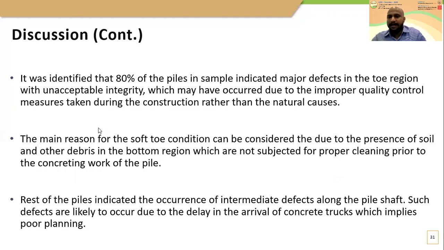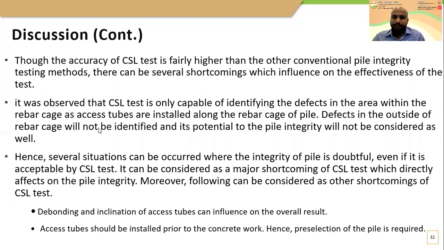It was identified that 80% of the piles in the sample had defects in the toe region. A possible reason for the soft toe defects is improper cleaning prior to the concreting, and the remaining 20% had intermediate defects along the pile shaft, which are likely to occur due to delay in the concrete truck, implying poor planning. CSL is only capable of identifying defects in the area within the rebar cage, which is a major shortcoming affecting the pile integrity.